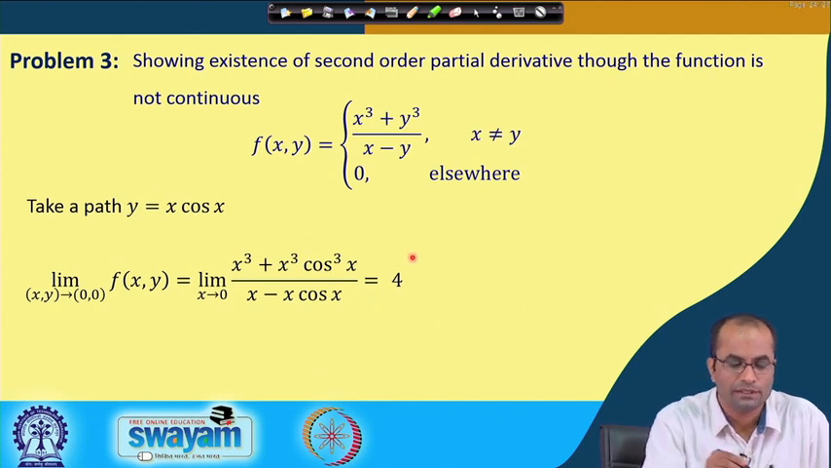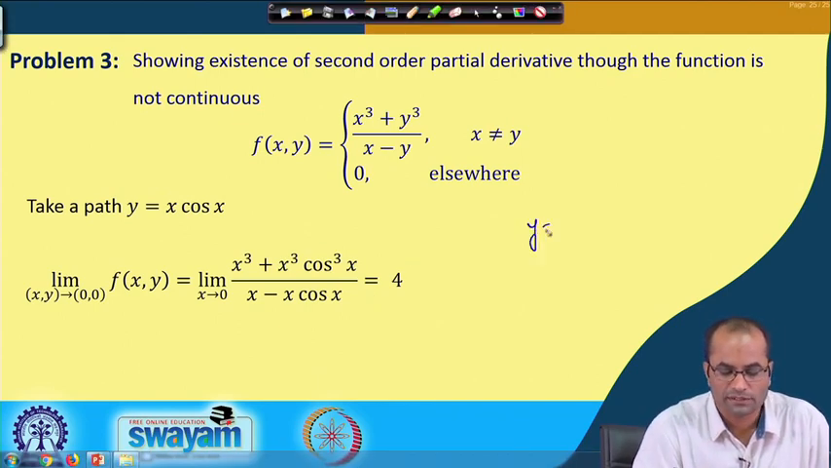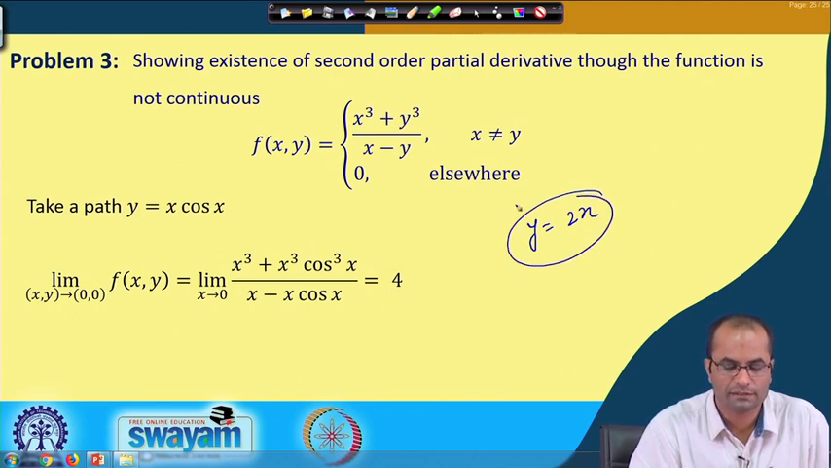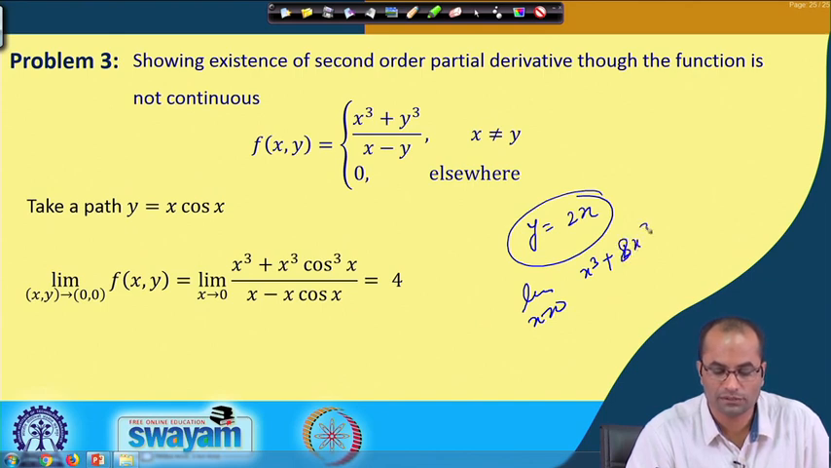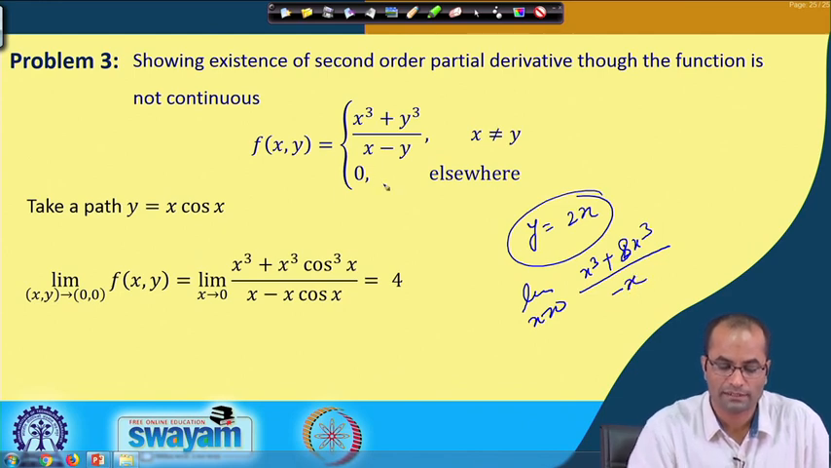For example, if we take y equal to 2x, along this path we will again see that the limit is different. So, if x goes to 0 and we take this x cube along this path, y is 2x, so we get 8x cube, and then here we have minus x and minus 2x, so minus x, and this will become 0.